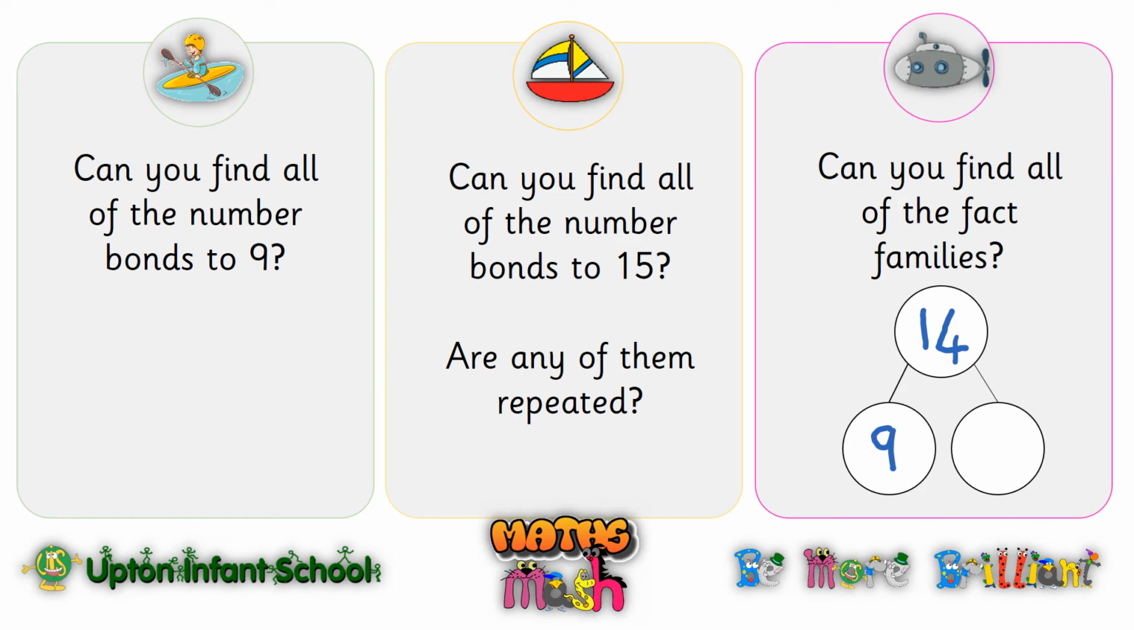Children who want a further challenge could try our last one. Can you find all of the fact families? So the first thing they need to do is to complete the number bonds to make 14 and then write the 4 fact families, 2 addition and 2 subtraction. And if they are successful, they might like to try that for another number, say 18 or 25.